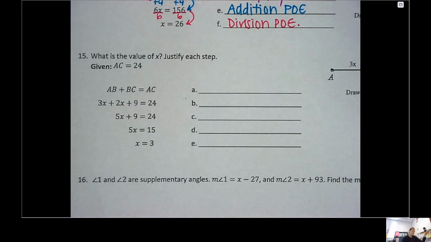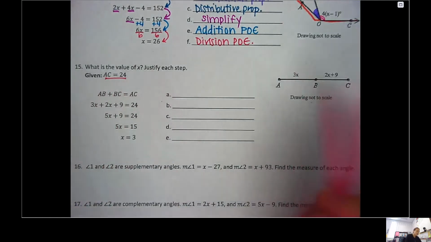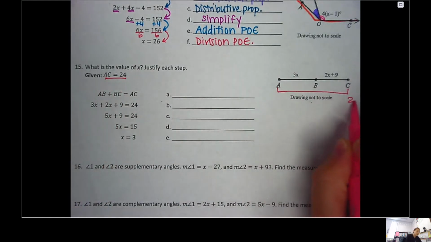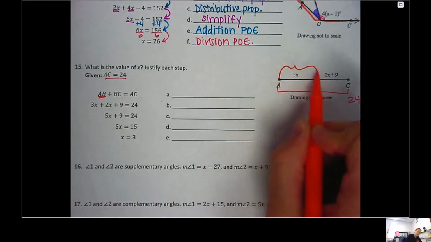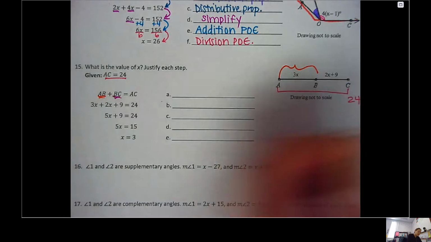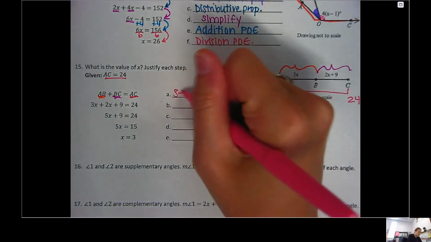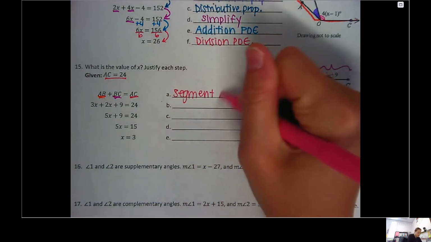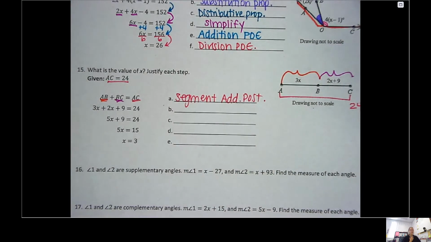Okay, last proof, then we're almost done. Okay, in number 15, you are given a full segment, and I tell you that AC, the whole thing, is 24. So my first statement says, if you add together section AB with section BC, you should get the whole thing, and that is called the segment addition postulate. Notice you'll be using those postulates a lot, so you definitely have to have those two memorized.